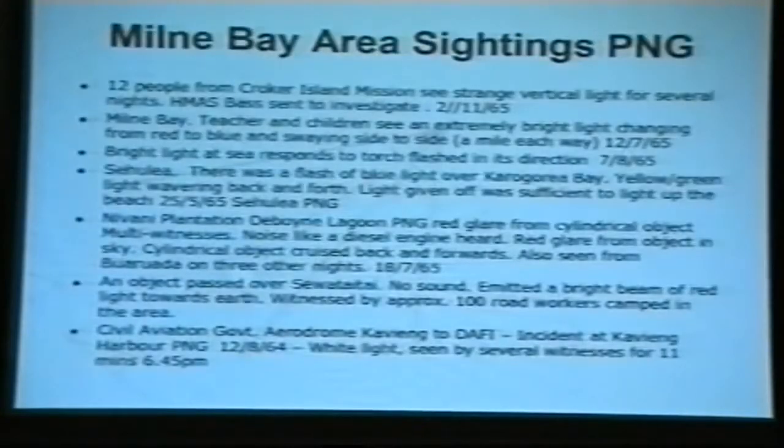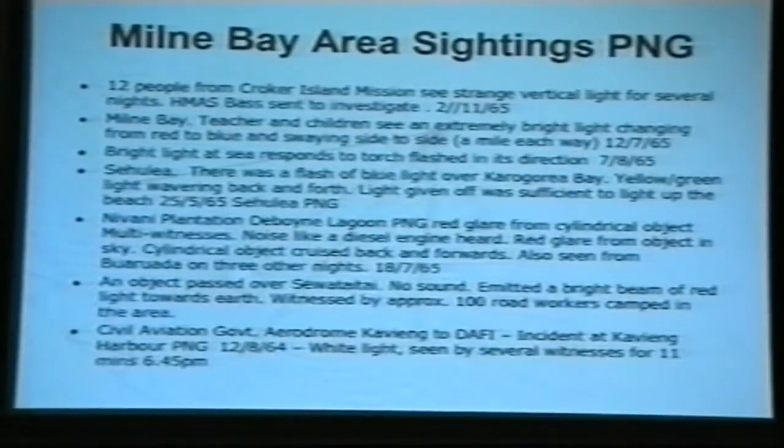Slide 35, Milne Bay. So here's our brief roll call on the Milne Bay sightings. A strange vertical light is seen for several nights coming out of the water. It was so compelling that the Australian government sent HMAS Bass to investigate and try and photograph this vertical light. A group of school children and their teacher see an extremely bright light changing from red to blue and swaying from side to side, but the fact that it was swaying from side to side a mile each way was significant. A bright light was seen at sea and a bright light at sea responds to a torch flashed in its direction. But that could have easily been a fishing boat or something like that.